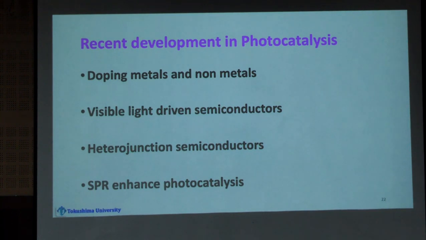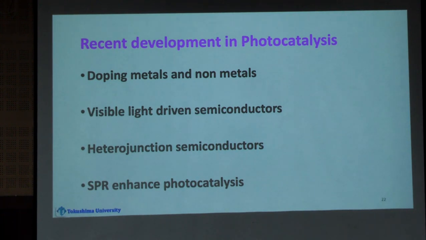Later on, heterojunction, binary, like you can use metal and combine metal with some semiconductor. For example, TiO2, Au, Ag, SnO2. So make binary composite material, heterojunction material, or even oxide-oxide. So those kind of heterostructure can be studied for photocatalysis. And then SPR, enhanced photocatalysis.